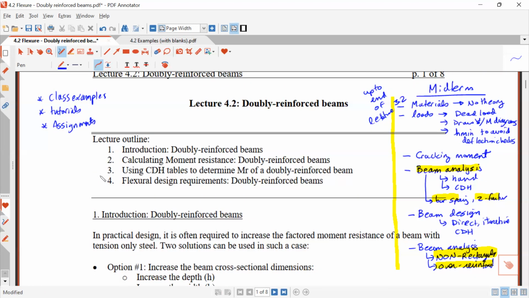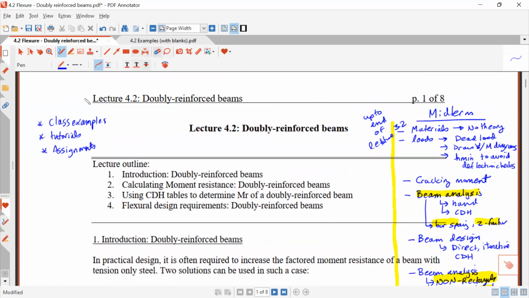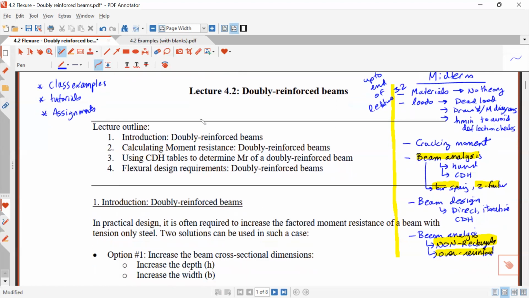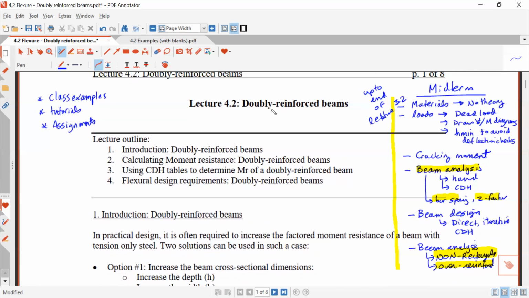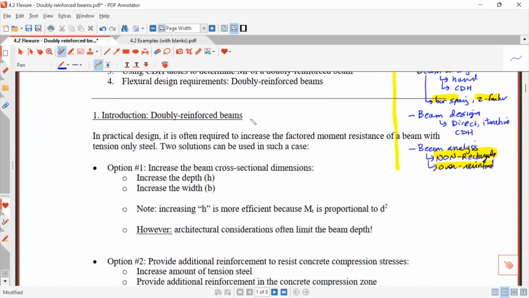All right, good. Let's now go to lecture 4.2. This is talking about doubly reinforced beams. That's the next topic we have.